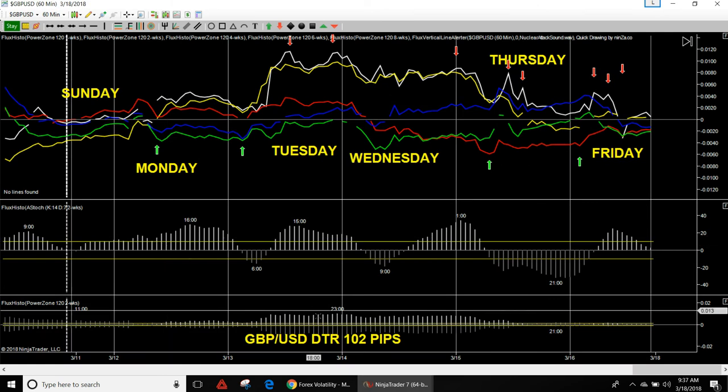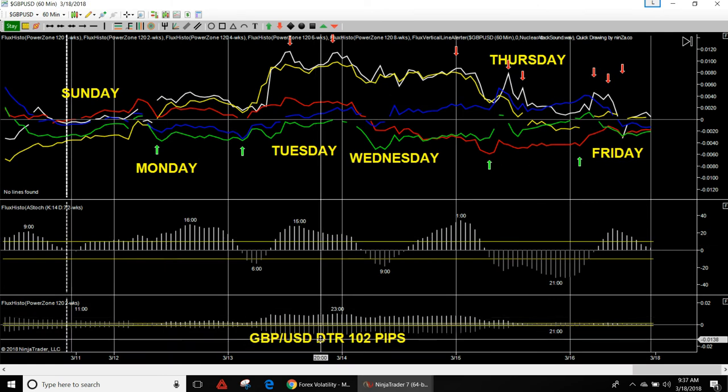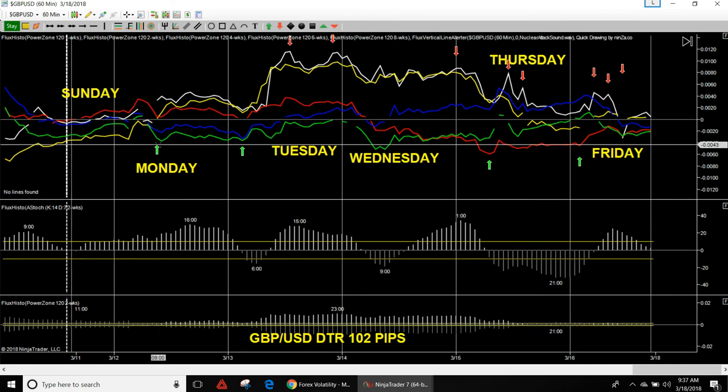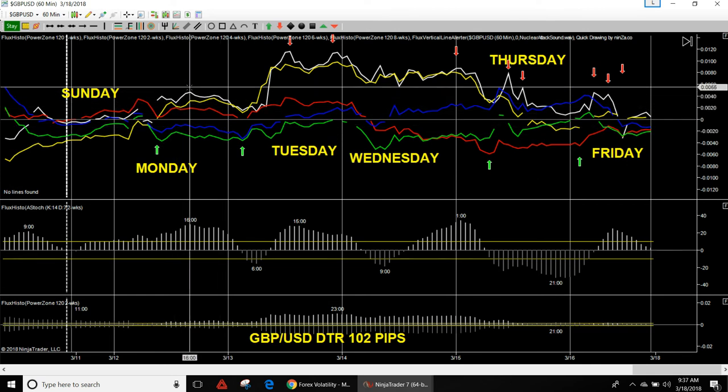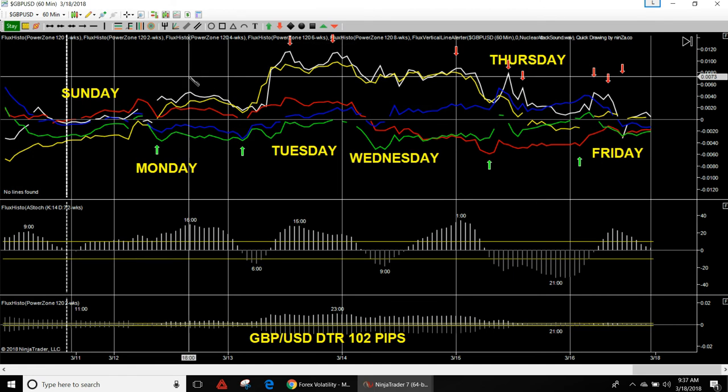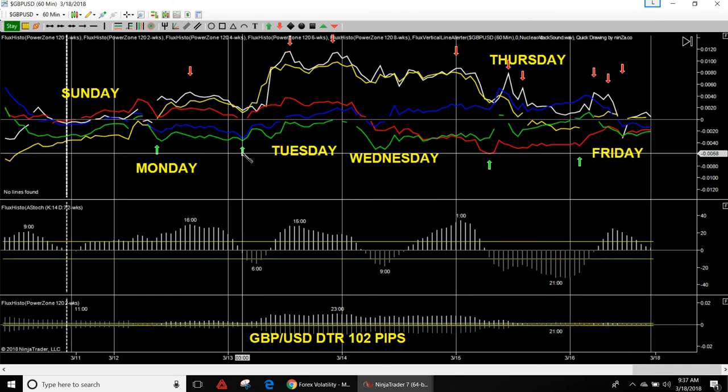GBP USD coming in here at a DTR at 102 pips daily trading range. All right, Sunday I don't see anything. Monday, 9 a.m. in the morning, look for an up move on the pound US dollar. Then it's going to go up. Then it's going to take somewhat of a dip here at 1600. It's going to just retrace back down, and bingo, 3 a.m.